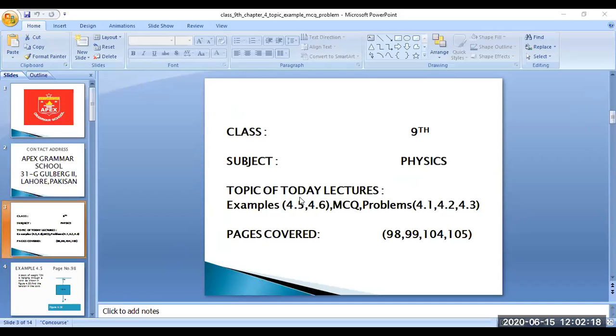Example number 4.5 is on page number 98. Example 4.6 will be on page number 99. Then the MCQs will be on page 104, and these three problems will be on page 105. So these pages we will cover today. First of all, I will start my lecture with example 4.5, which is on page number 98.